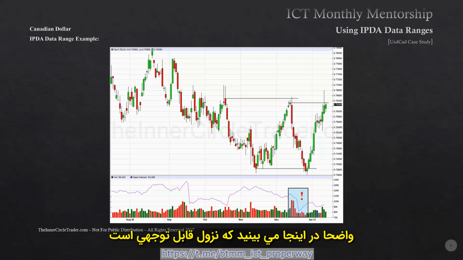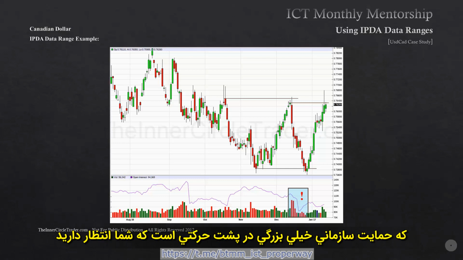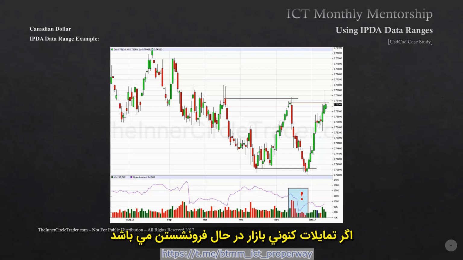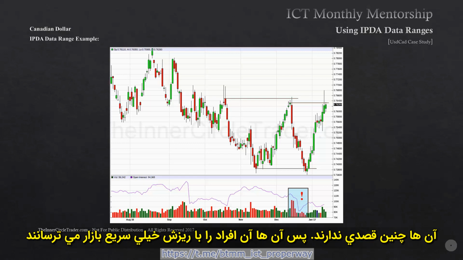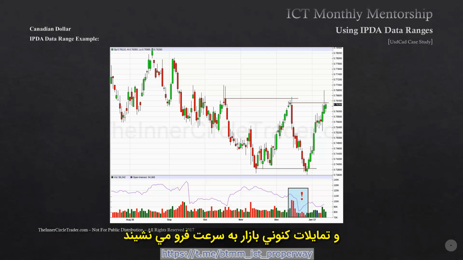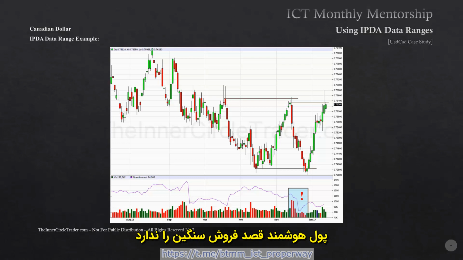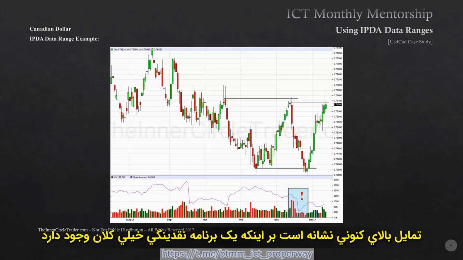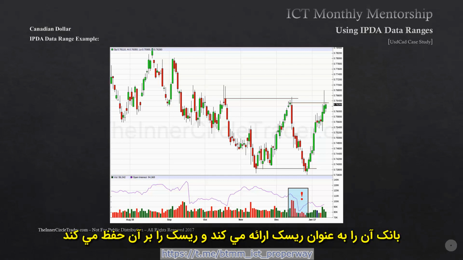You can see clearly here, that's a huge drop. It's a massive drop. You only need a 15% decrease to have a massive indication that there is big, huge institutional sponsorship behind the move that you're expecting. If open interest is declining, what they're saying to us is they are not willing to be offering sell-side liquidity to buyers. They don't want that. So they're scaring those individuals by dropping the market really quickly, and open interest declines rapidly. Open interest only declines as evidence that the smart money are not wanting to be heavily short. High open interest is an indication that there's a big, massive liquidity program that's been offered for buyers. The bank is offering that as risk. They're holding the risk on that.